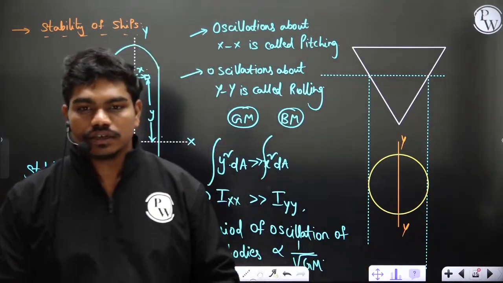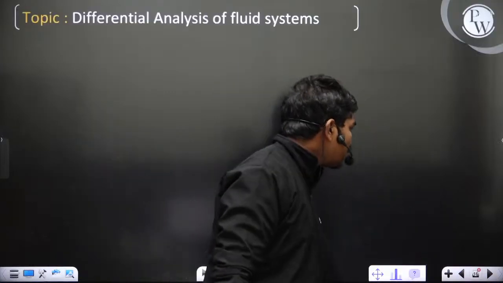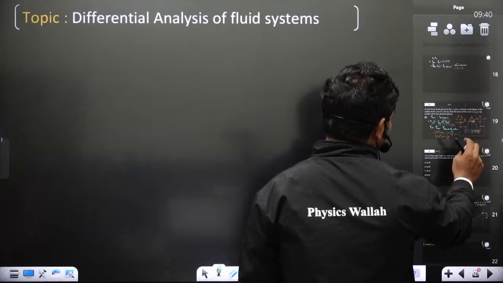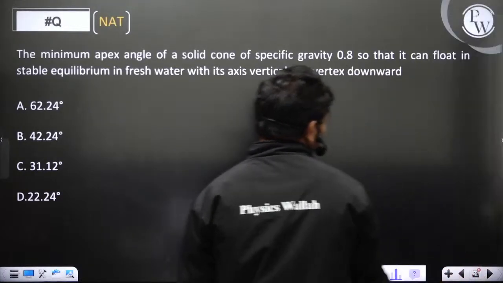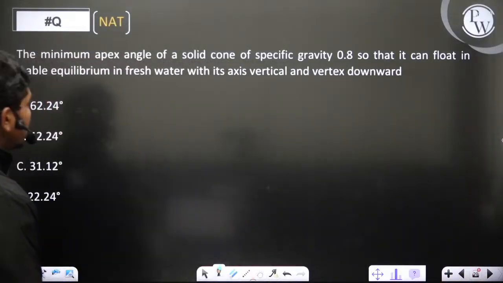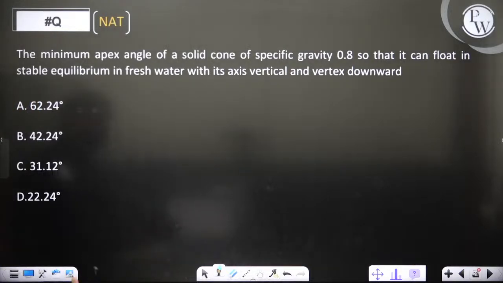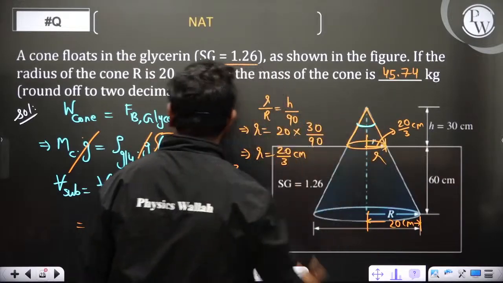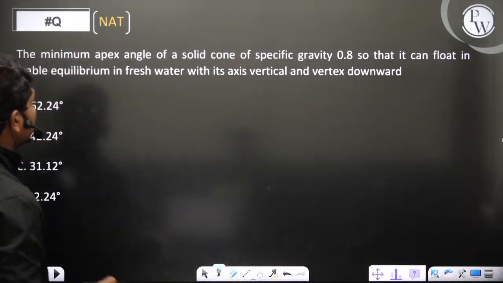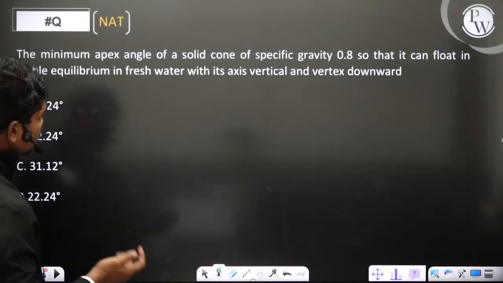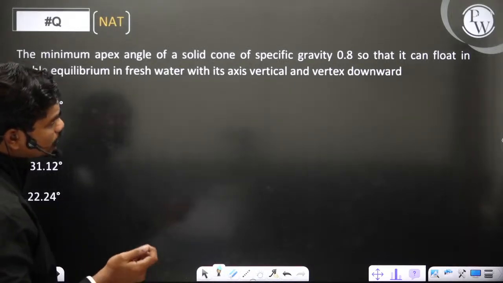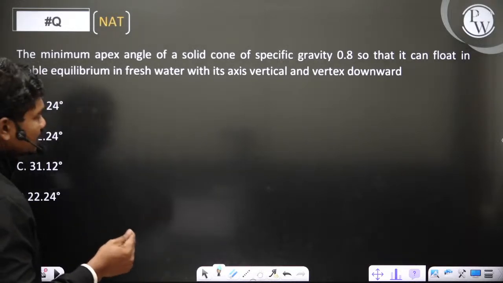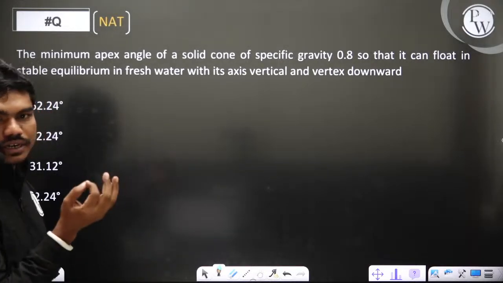Anyway, before going for differential analysis, let us solve one small question. The minimum apex angle of a solid cone, apex angle is basically this angle, so this angle is called the apex angle. The minimum apex angle of a solid cone of specific gravity 0.8, so that it can float in stable equilibrium in fresh water with its axis vertical and vertex downwards.